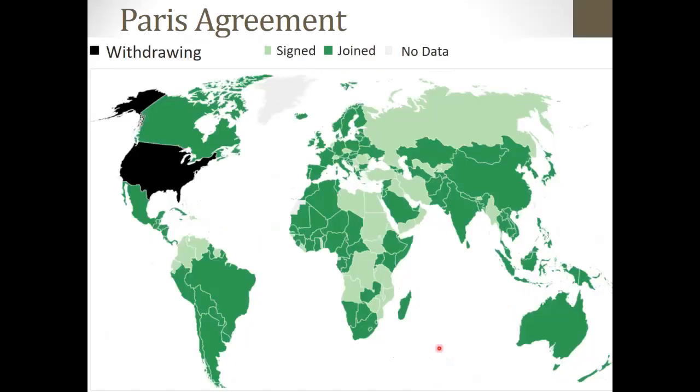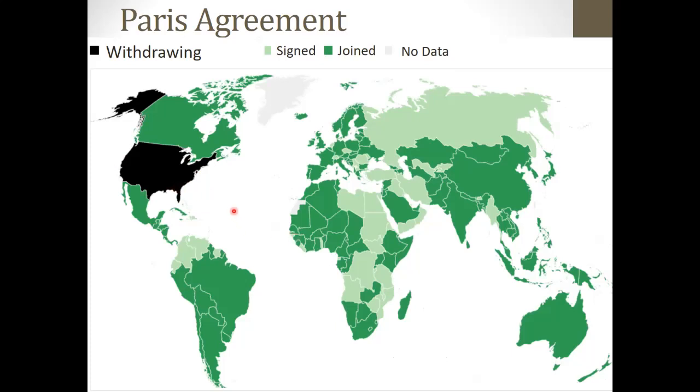So the idea of the Paris Agreement was to keep global temperatures from rising more than 2 degrees above industrial levels. Now, the good news is that the United States has actually gone back to joining. So going back to be a joined signed partner. President Trump withdrew the United States. Very recently, President Biden has put us back in. So this black is now a dark green.